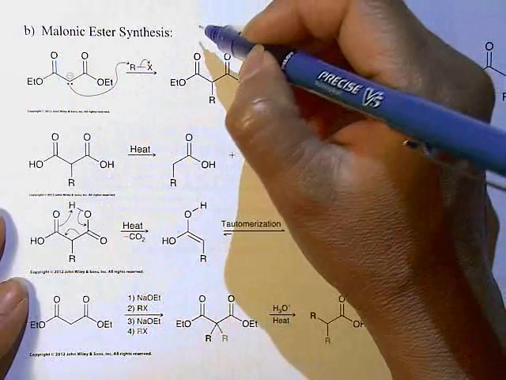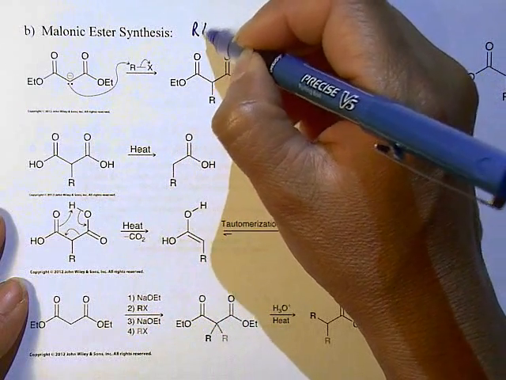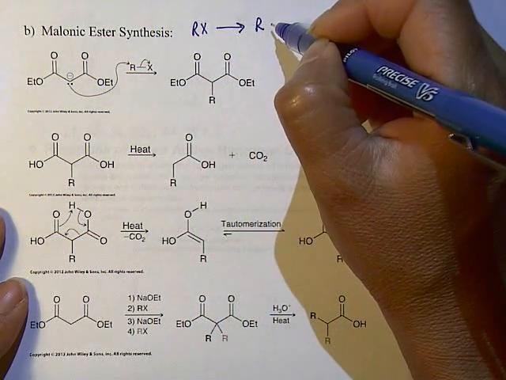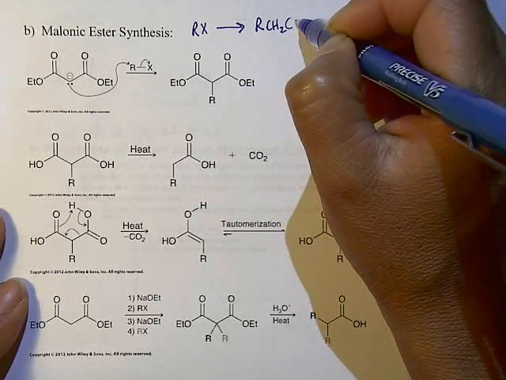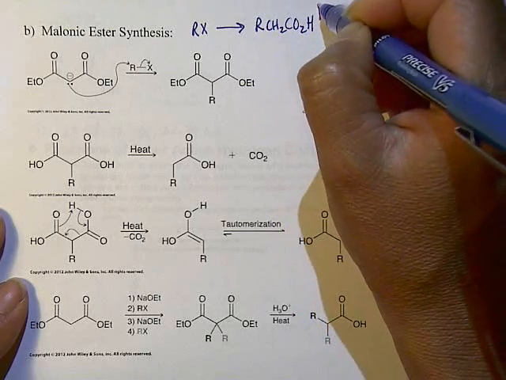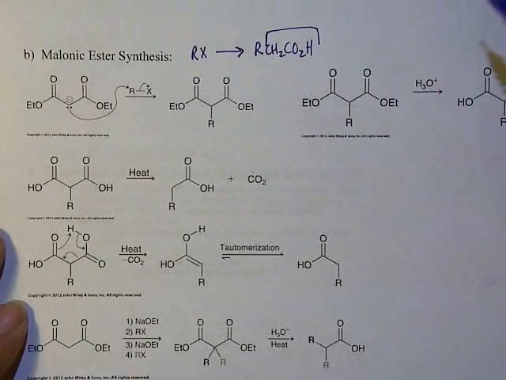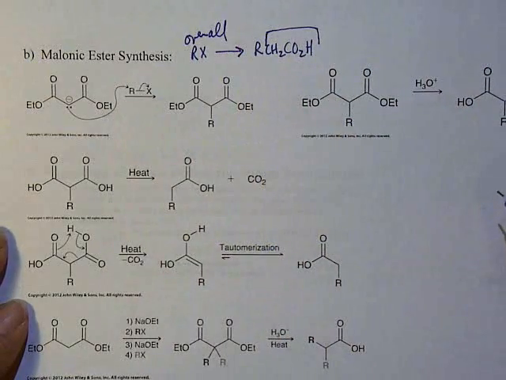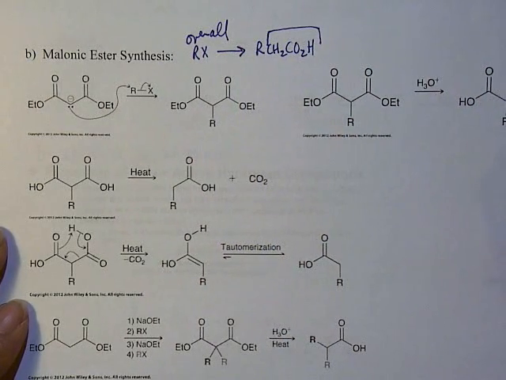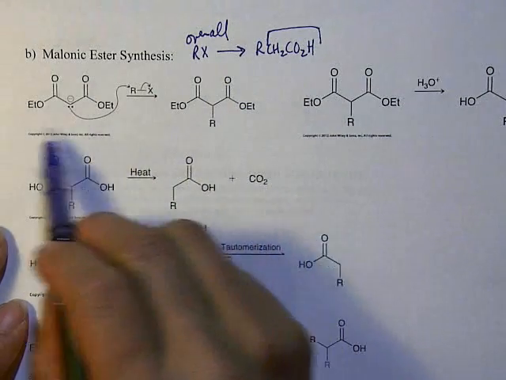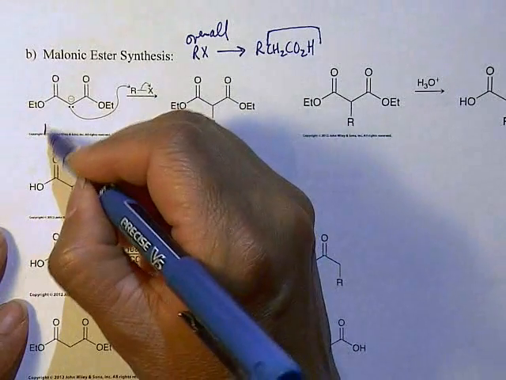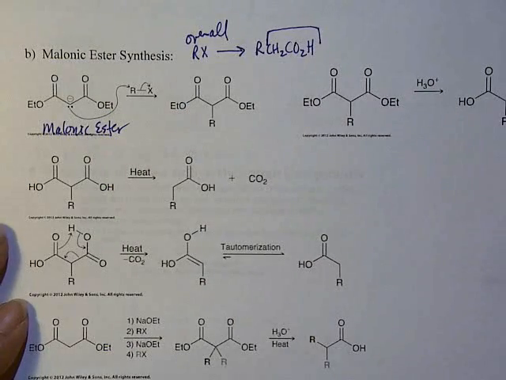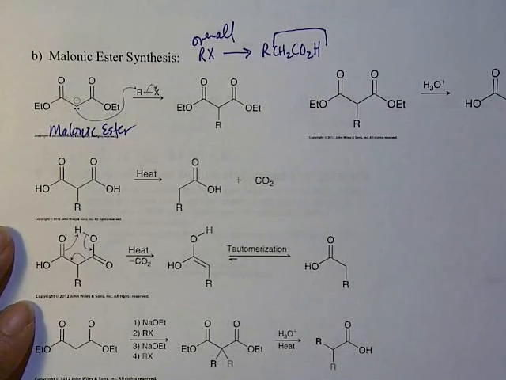Basically the overall transformation is that you're going from some kind of alkyl halide, and the halide leaves, and in its place you're adding basically acetic acid. So this is the part that you add to the R group. That's the overall transformation. Okay, the reason it's called malonic ester synthesis is because this right here is a malonic ester, and that's the starting material, which is very easily purchasable.